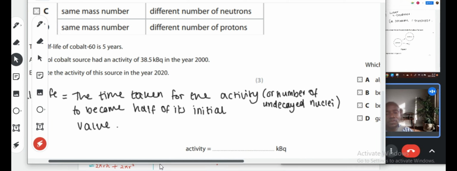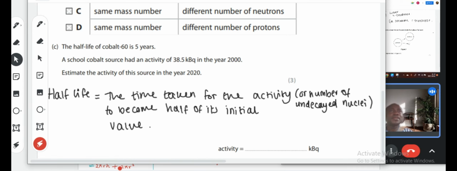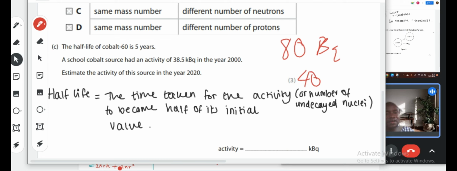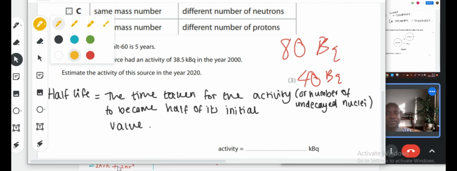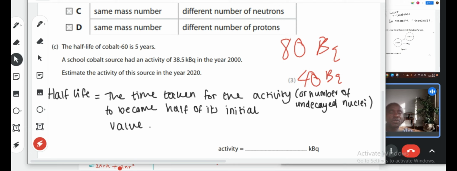All right. So, for instance, if at the start of the experiment the activity was 80 becquerel, and after 2 hours the activity becomes 40 becquerel, what's the half-life? Did you hear me? So I said at the start of the experiment, the activity was 80 becquerel. After 2 hours, the activity became 40 becquerel. What's the half-life?